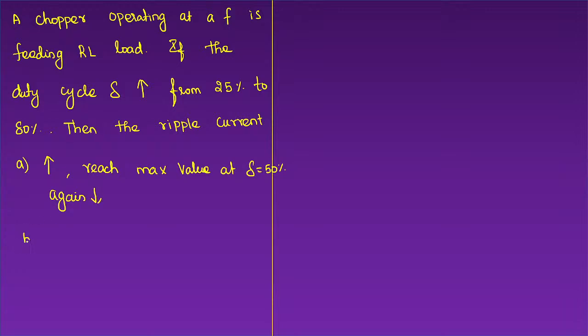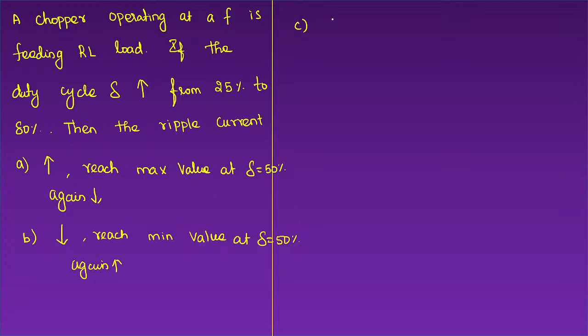Then option B, they told, decreases, reaches minimum value at a delta equal to 50 percentage as usual, and again increases. That is the next option they told.